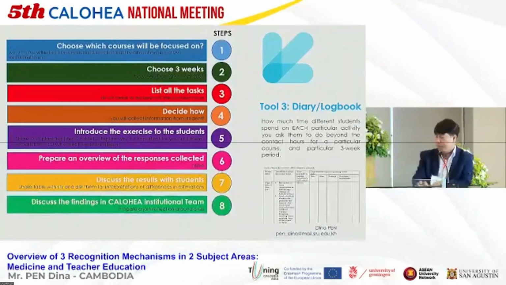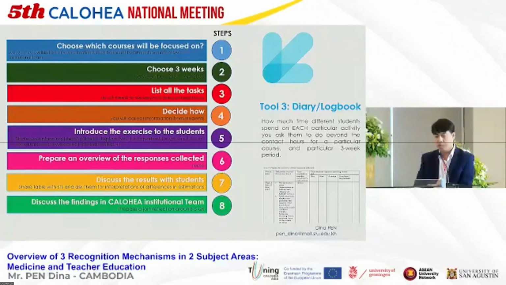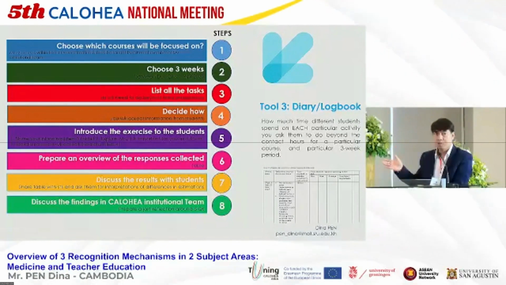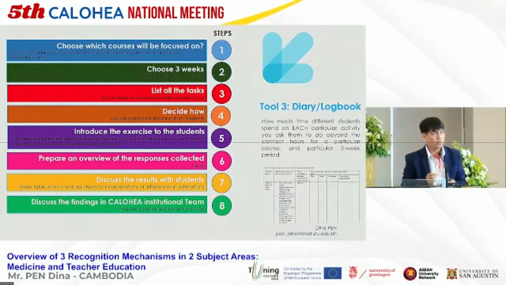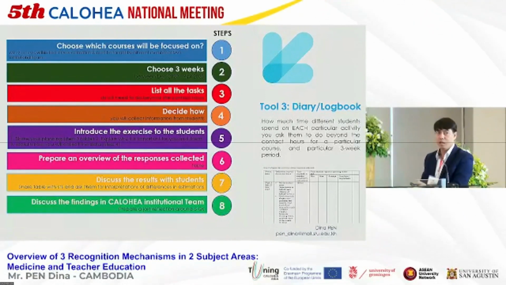And this is tool 3, which has just been completed. It's called the diary and logbook, and we have to follow 6 steps in order to complete it. We have to choose at least 2 units or subjects among the program, and conduct it over 3 weeks between December 2022 and the end of April 2023. We have completed it, but we were a bit late to submit the report to the project.